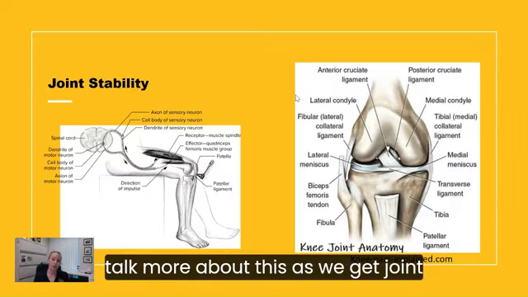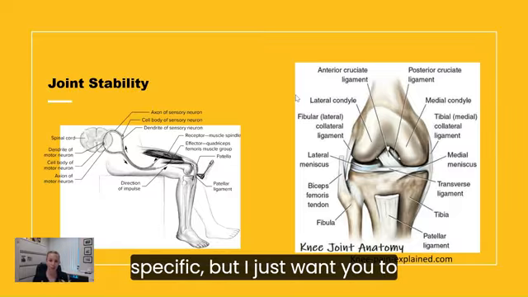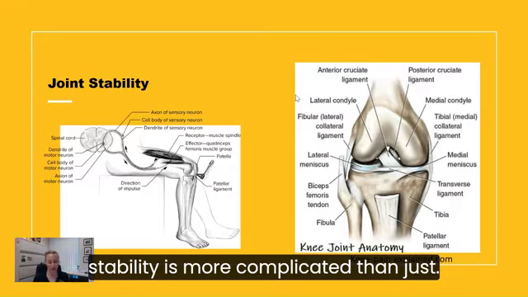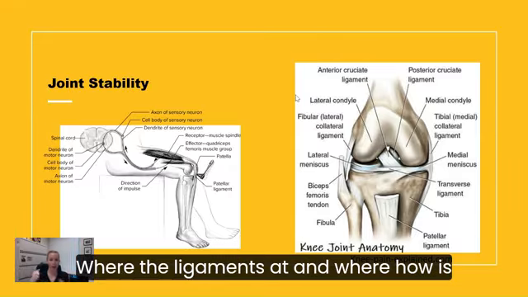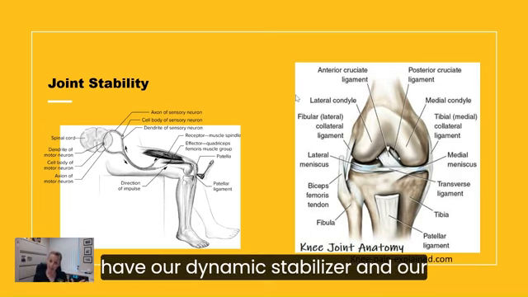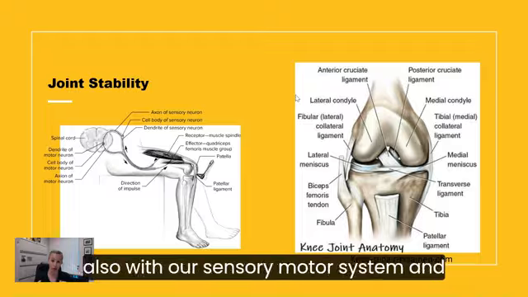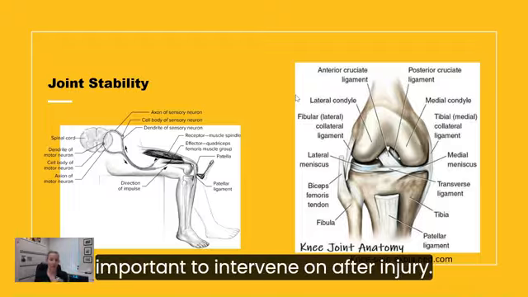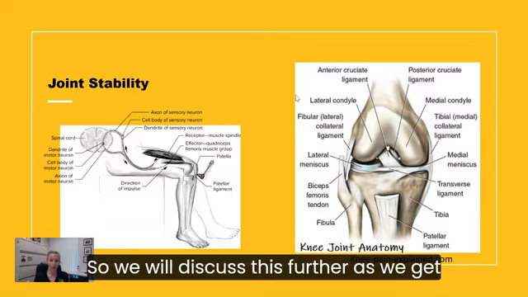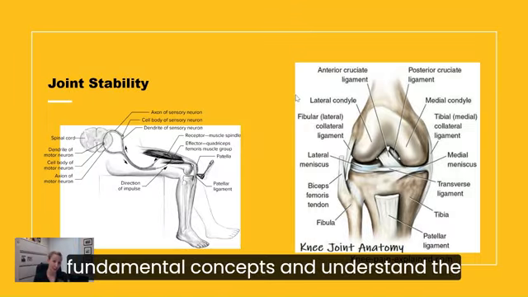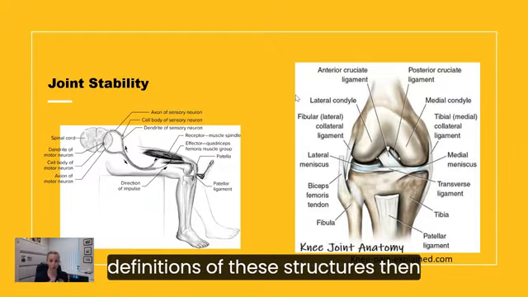So we will talk more about this as we get joint specific, but I just want you to understand from this section that joint stability is more complicated than just where the ligament is and how the knee is positioned. We have our dynamic stabilizers and our static stabilizers working together, but also with our sensory motor system and the brain, and all of those things are important to intervene on after injury. We will discuss this further as we go joint by joint, but if you have any questions right now about the fundamental concepts and the definitions of these structures, then reach out.